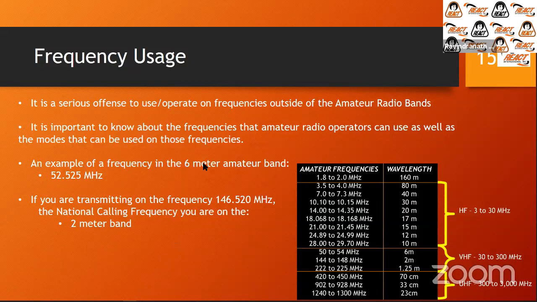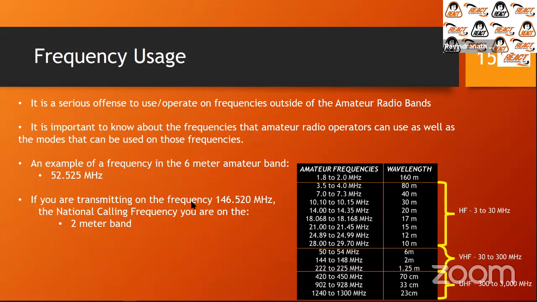Okay, so an example of a frequency in the 6-meter amateur band, you'll get this as an exam question, right? So if we were to look at the little reference chart we have here, notice the 6-meter band here. It's in the VHF part of the spectrum, right? So it's 6 meters, but VHF, and it goes from 50 to 54 megahertz. So you just need to know that 52.525 megahertz is in the 6-meter band for your exam. How do you come up with that? 52.525 is between 50 and 54. So this is where that frequency is located. It's in the 6-meter band. It's also a VHF frequency. But you will get this question in the question pool.